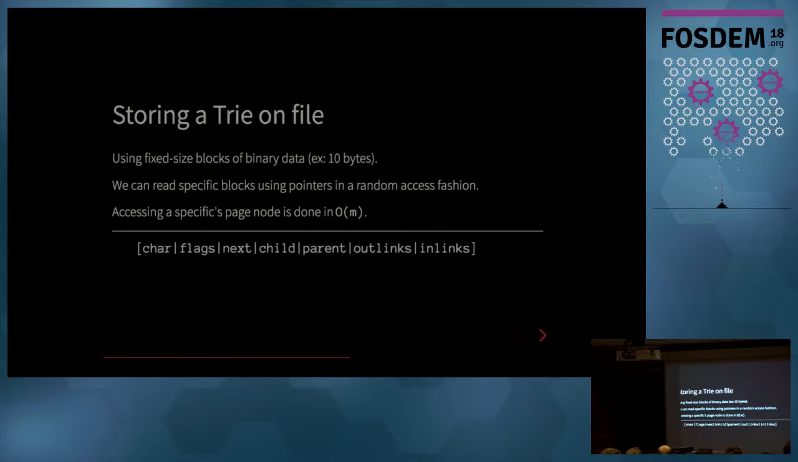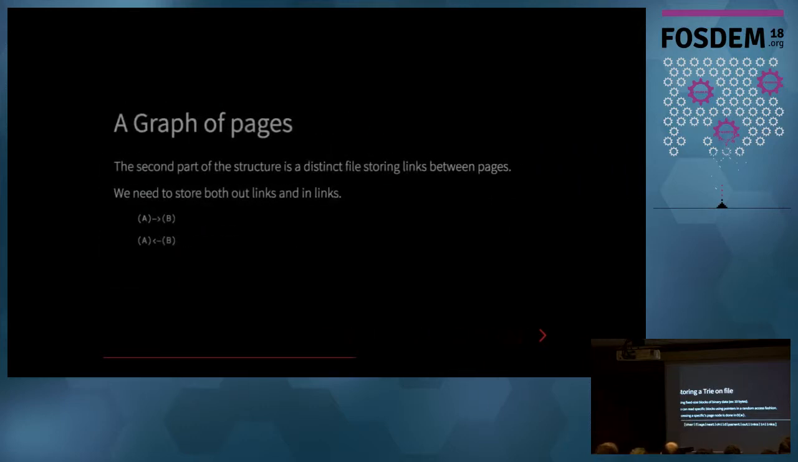This is an example of the binary data we created for storing the tree nodes. We have the character data, we have some flags as bits in a byte, we have some pointers: the next, the child, the parent, and another pointer to outlinks and inlinks. We are going to see that now.